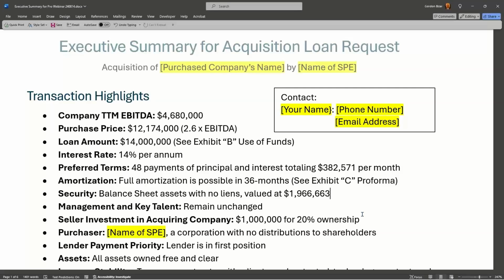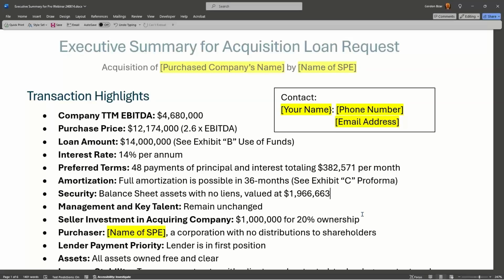So that pro forma is very important, because if the lender can get his money back quicker and be fully repaid in 36 months, that in itself reduces their risk, because the faster they get paid back, the less chance there's something negative that can happen to the cash flow.